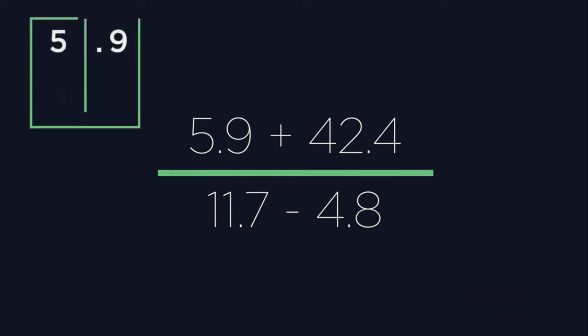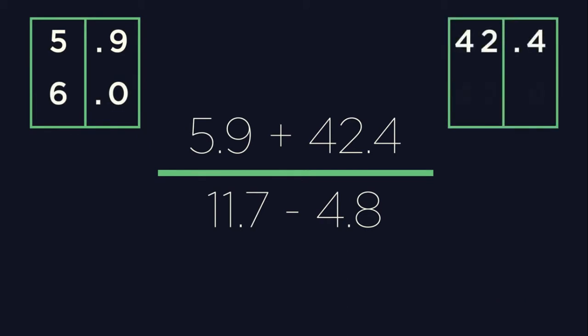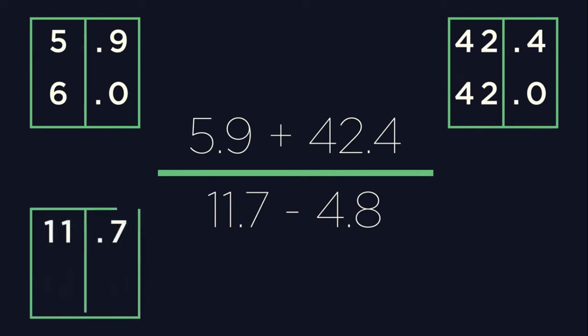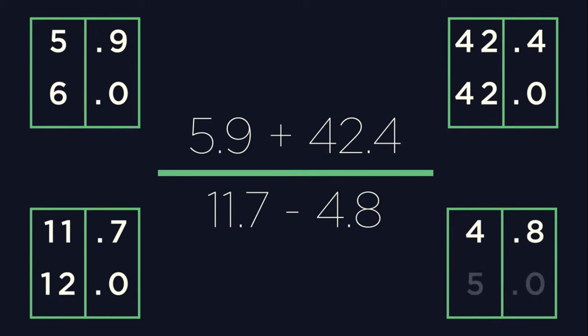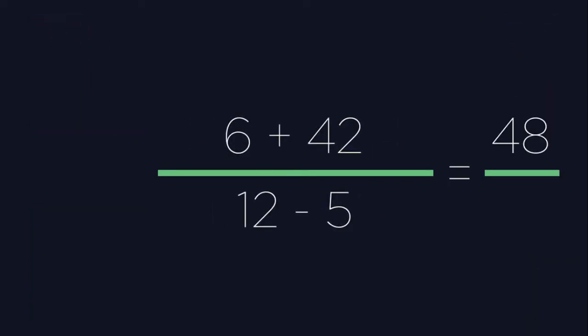We can look at 5.9 and approximate this to 6. 42.4 has a lowest positional value of 4, so we'd round initially to 42. Here, we could round to 40, as it's usually an easier value to work with, but we don't know the full context of the question yet, so it's worth waiting to see. Our 11.7 can become 12. Again, we will leave this just for now. And 4.8 becomes 5. Adding 6 and 42 gives us 48, and subtracting 5 from 12 gives us 7.